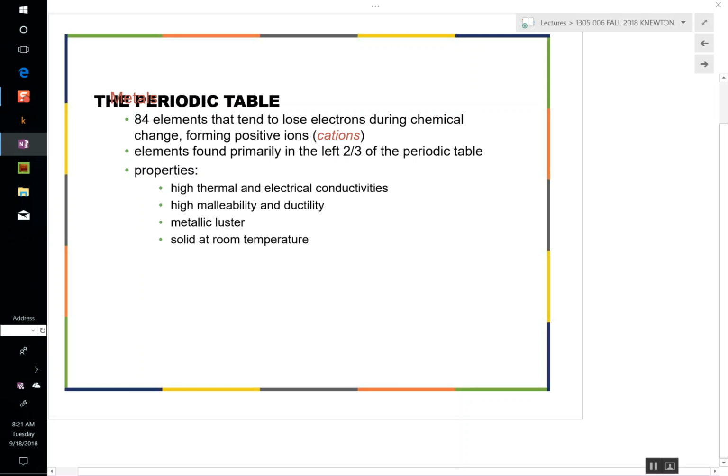Eighty-four elements are metals, which tend to lose electrons and form positive ions. Way on over into here, the tin, lead are metals. All these are metals, tend to lose electrons and form positive ions. A very small number up in here are nonmetals. Up in this corner, the noble gases, I wouldn't call those metals or nonmetals. Some people would say they're nonmetals. They're over in this corner. But what is a nonmetal? A nonmetal is an element that tends to gain electrons and form negative ions.